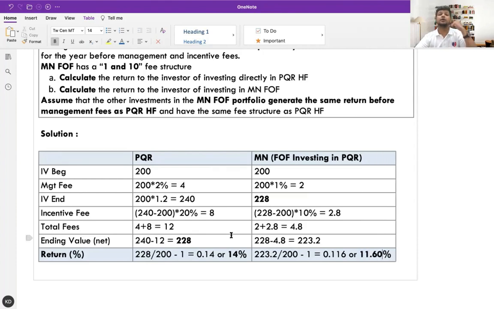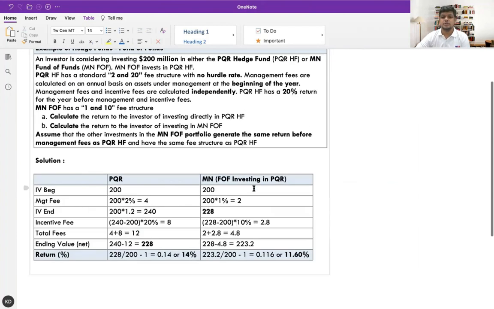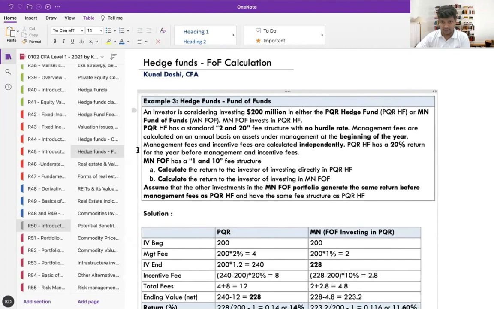Remember the 20% is for PQR. MN fund of fund charges 10%. It's slightly less, but still overall there is a big gap between returns because MN is eventually investing in PQR. And therefore, there are double fees. But here we have hypothetically assumed that it invests in only one fund. Ideally, it invests in a variety of funds. So you have a chance of higher return and lower risk. Clear? Everyone? Yes.